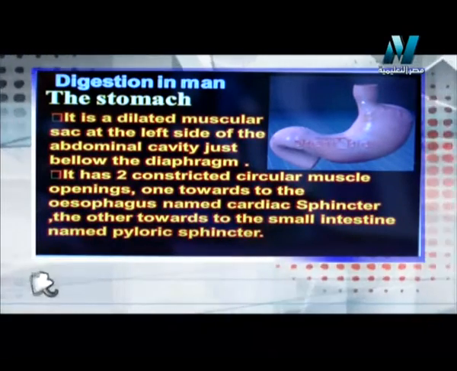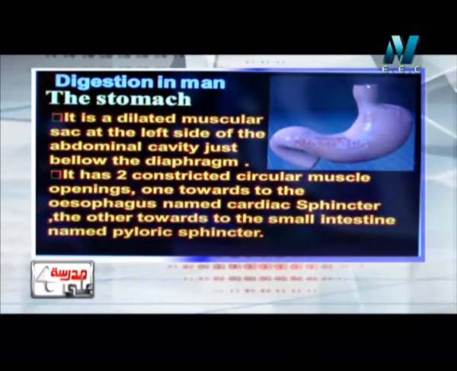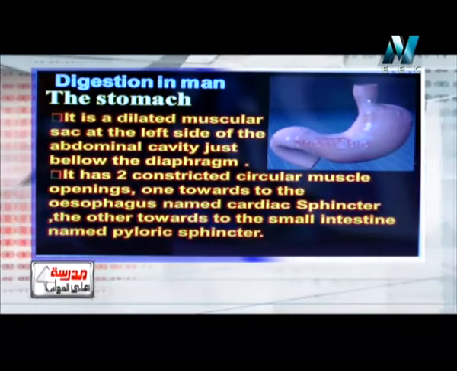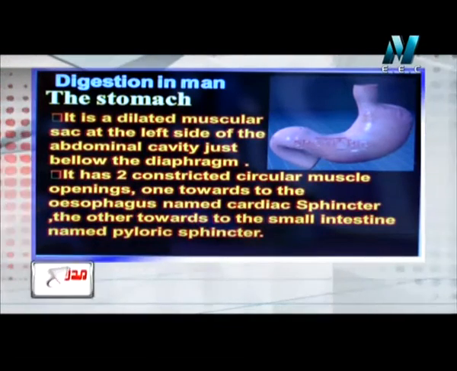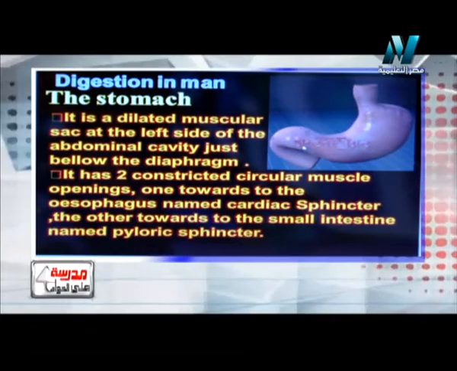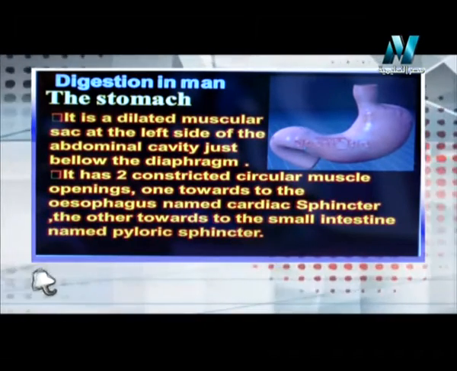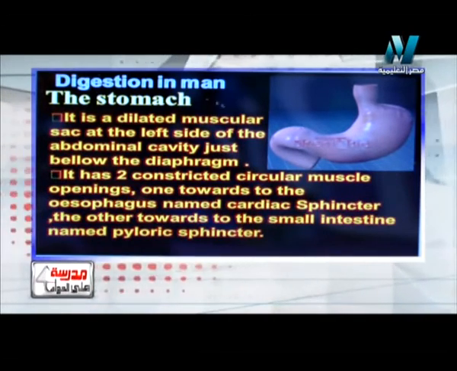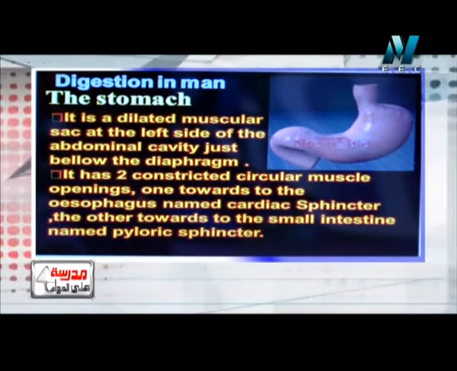The cardiac sphincter allows the food to pass from the esophagus to the stomach and prevents its return back. And also the stomach ends with the pyloric sphincter, which acts as a muscular sphincter that allows the food to pass from the stomach to the duodenum and also prevents the substance from flowing back.